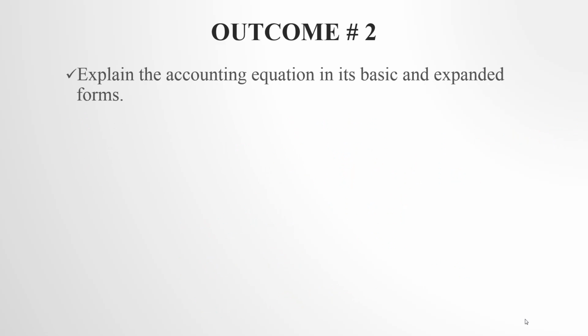Let's move on to the second outcome, which looks at the accounting equation in its basic and expanded forms. Now, a fundamental balance sheet equation is that assets equal the sum of liabilities and equity. Call it equation 1. This is always true in order for the balance sheet to balance.